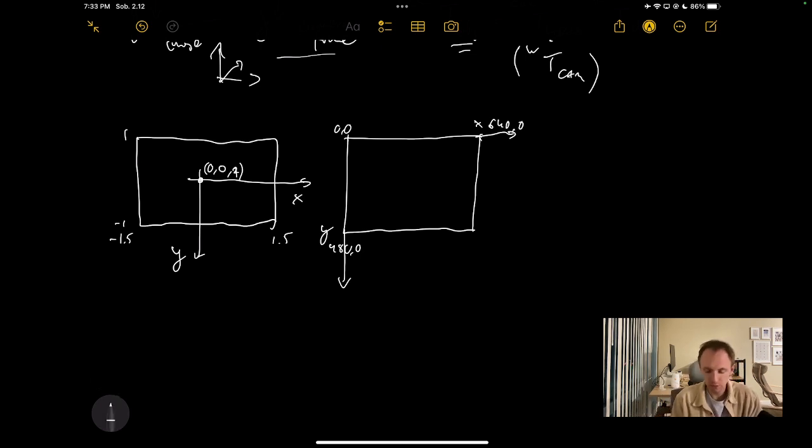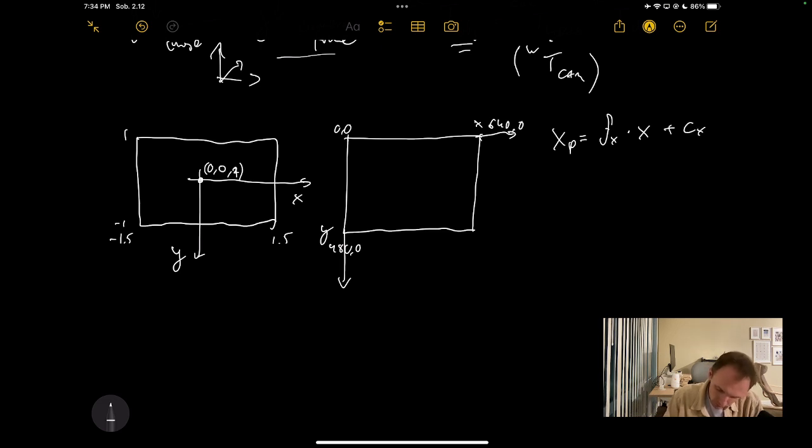It's easy to notice that this is a linear transformation, and it's linear in each of the coordinates, so it's just a linear shift and scaling. So x in pixels is going to be something called f of x times x in normal terms plus c of x.